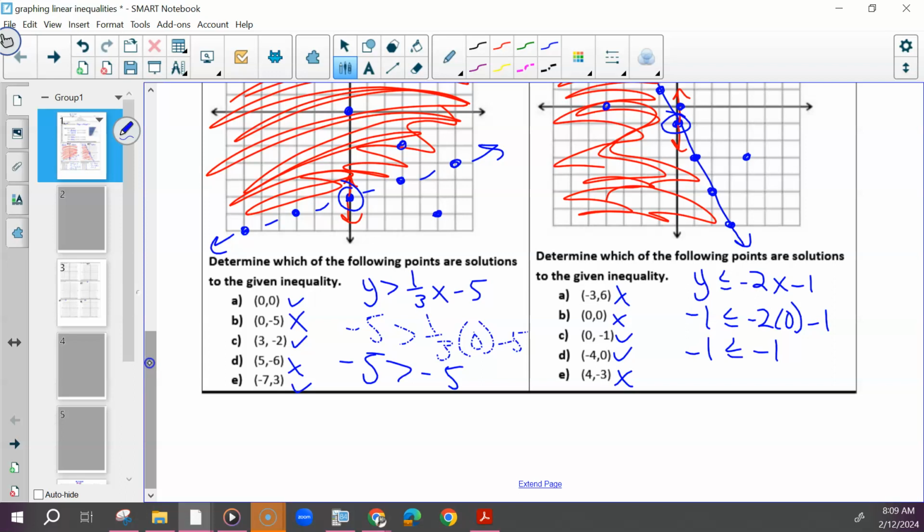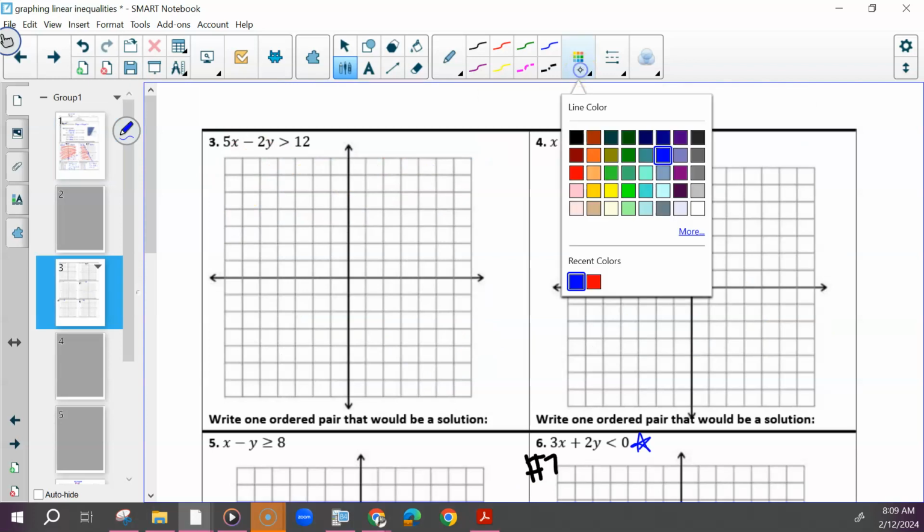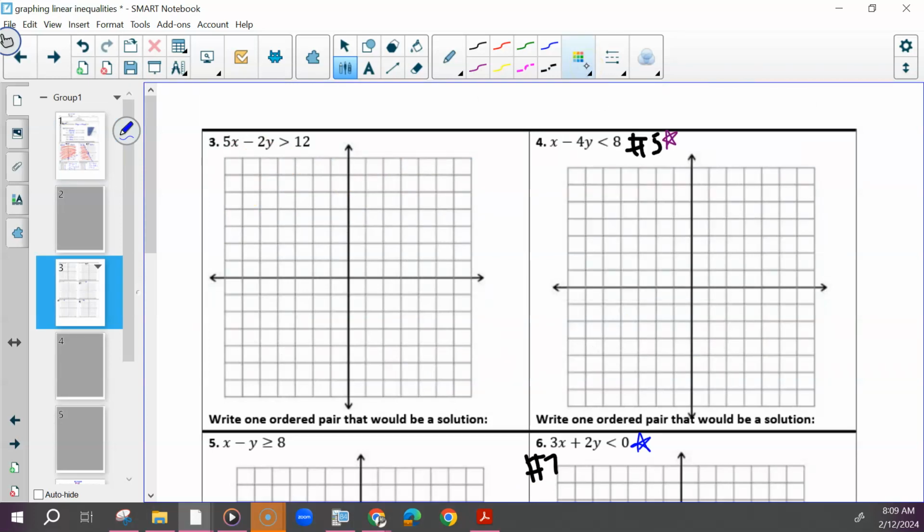Question on either of these? Let's go on to the next page. Let's do number 3, and then I'll let you guys choose any you want to. So for number 3, we have to get this in slope-intercept form. How should we do that? Subtract 5x. -2y is greater than -5x plus 12.